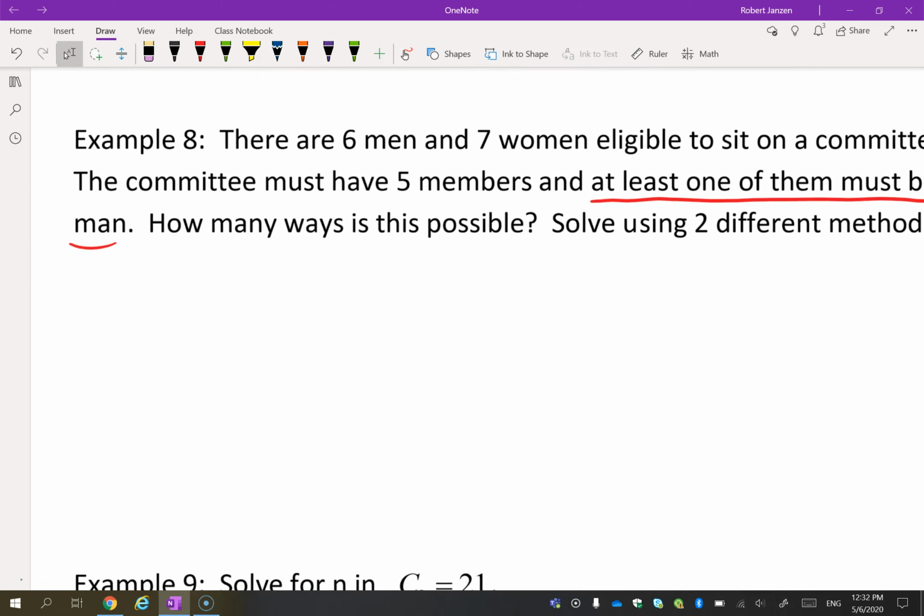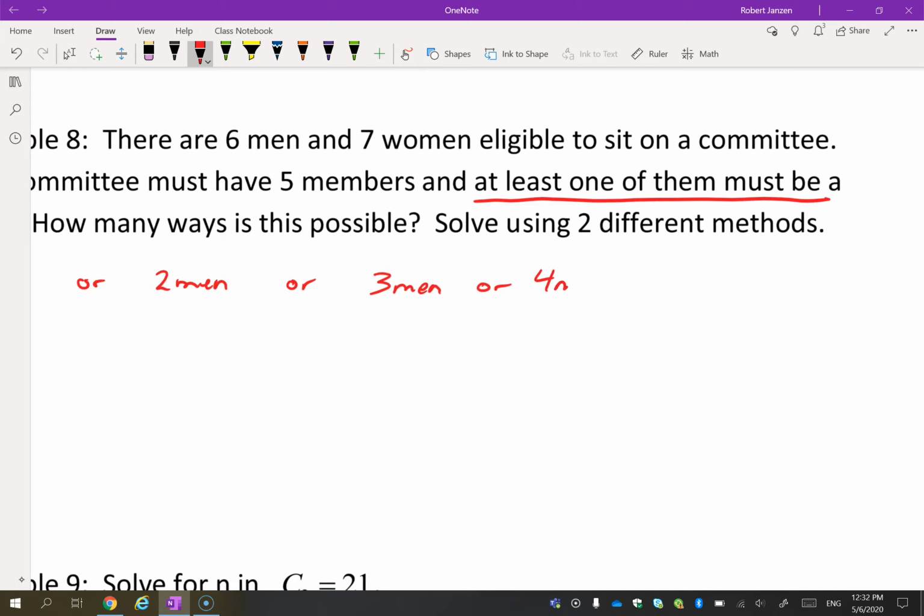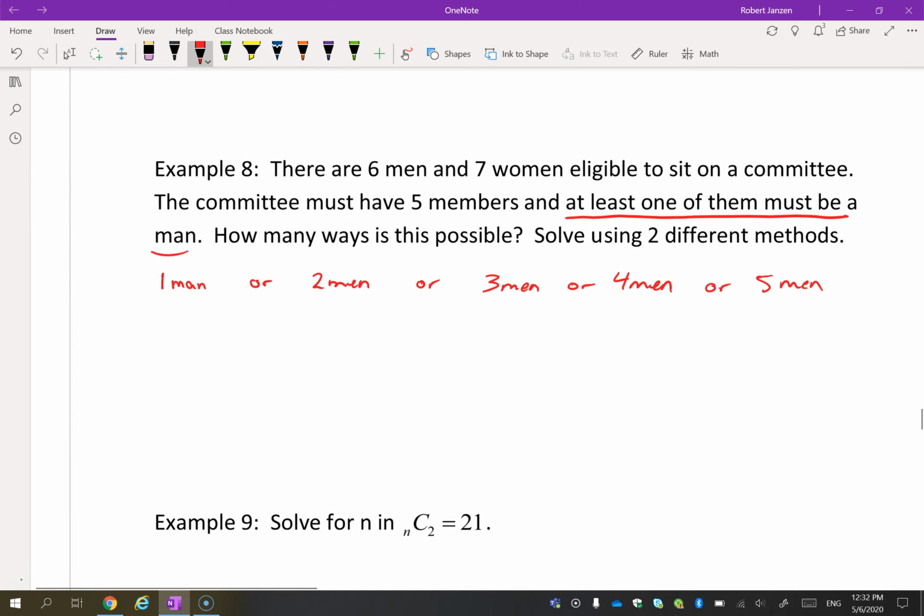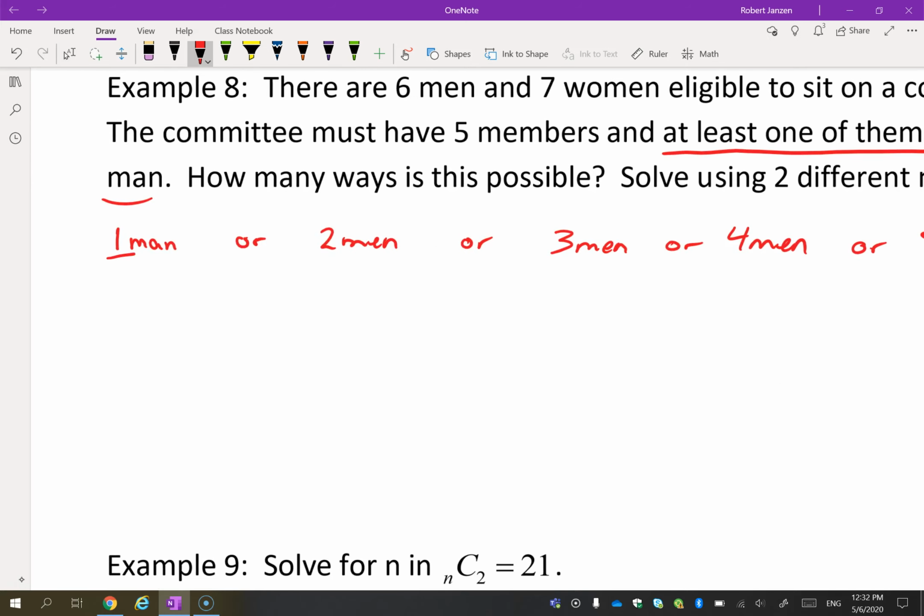So how many men could there be on 5 members? Well, at least one man means we have to have 1, or 2, or 3, or 4, or 5. Okay, so let's think about it. If we're going to choose 1 man, this would be 6 choose 1. And now we have to fill up the committee with women. 7 choose, how many more do we need? 4.